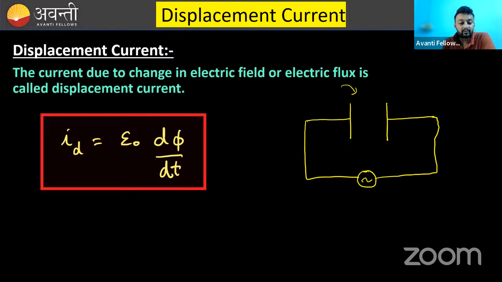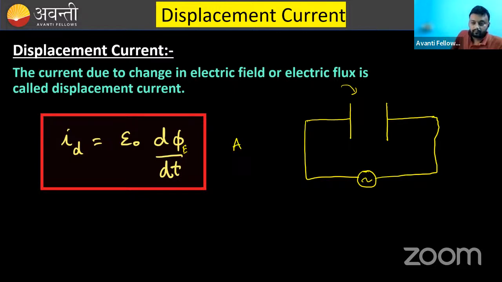Remember it. d phi over dt is the rate of change of electric flux. You can add E here so that you can identify that they are talking about electric flux. Clear? Okay. One more thing, displacement current is normally a current. Its unit is also ampere.